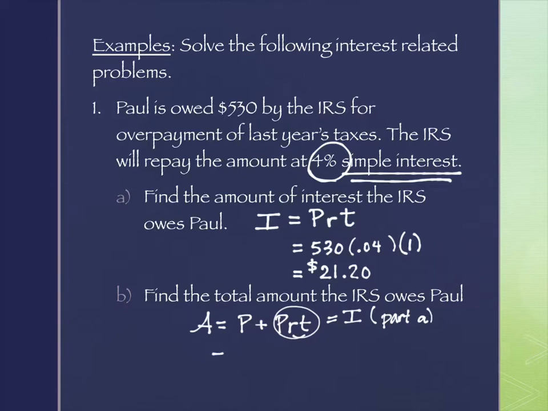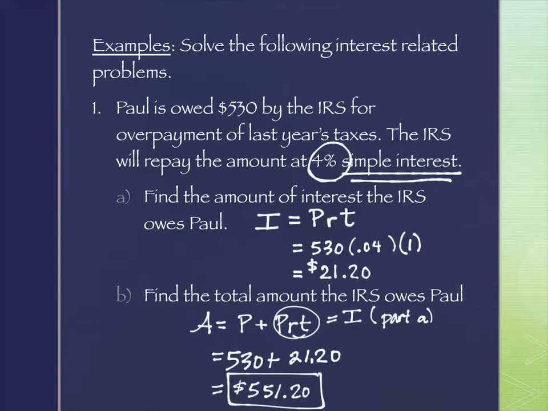So we have our 530 plus the 21.20, and the total amount would be what? 551 and 20 cents, yeah. Cool.